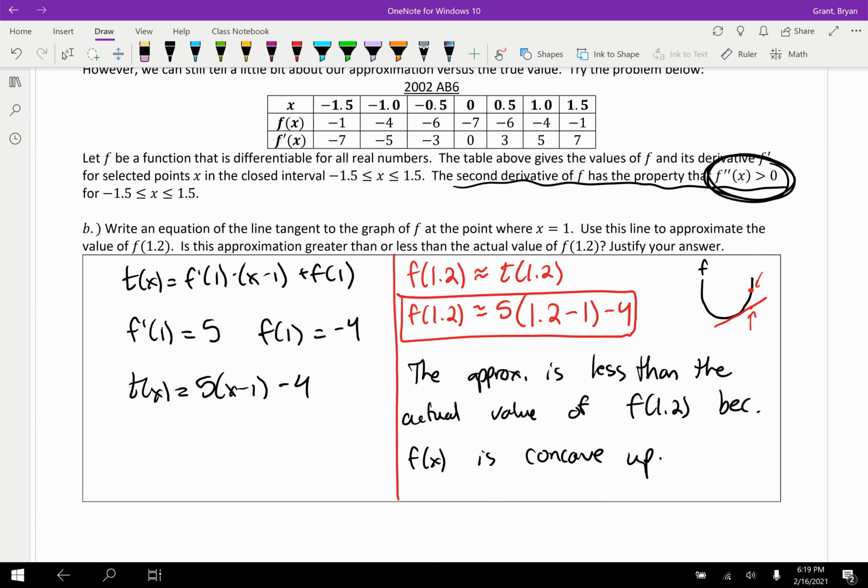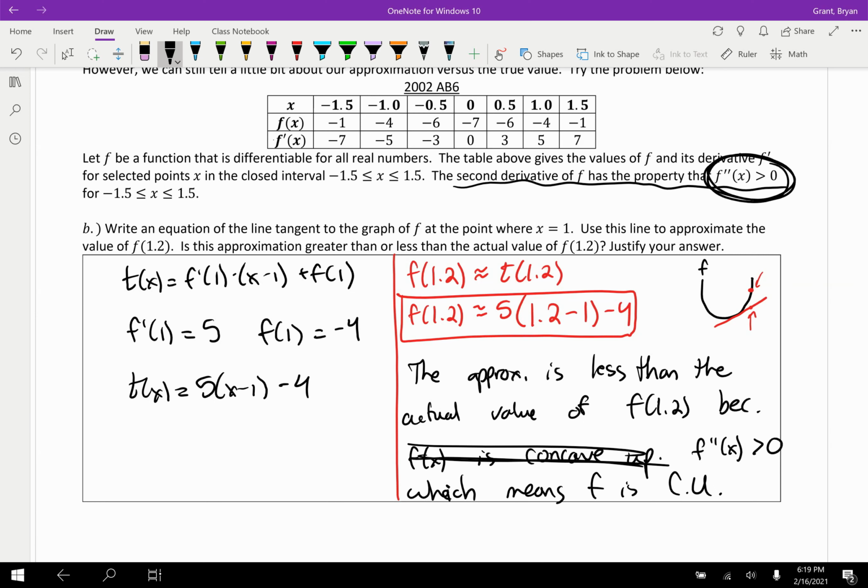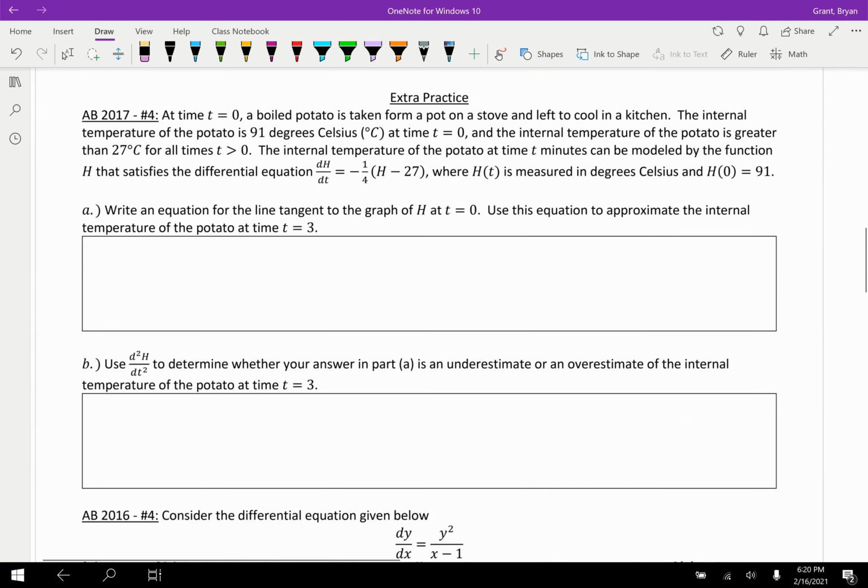So if you want to say f of x is concave up, you can, but ultimately we would want to say this. So because f double prime of x is greater than 0, which means f is concave up. And that would be fine. But really, the graders are just looking for this part right here. That is what causes our tangent line to be an under approximation. If you want to connect it to the fact that f is concave up, then fine, go for it. But don't skip this piece. That was given to you, and you can't just make the jump to something else without explaining how you got there. All right, moving on.